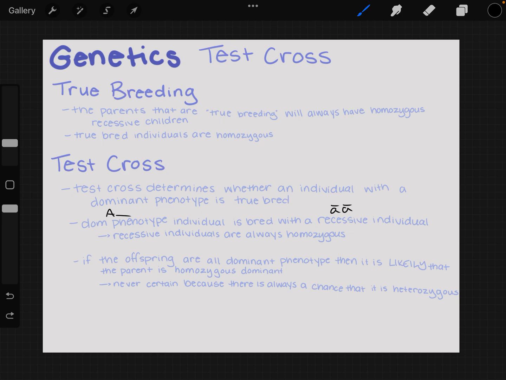However, if we get all dominant trait individuals as offspring, and we do this many, many times, there's a very high chance that the individual is homozygous dominant. However, we can never be certain because of the way probability works. There's always a chance that that's not the case and that they just had luck with probability over and over again.